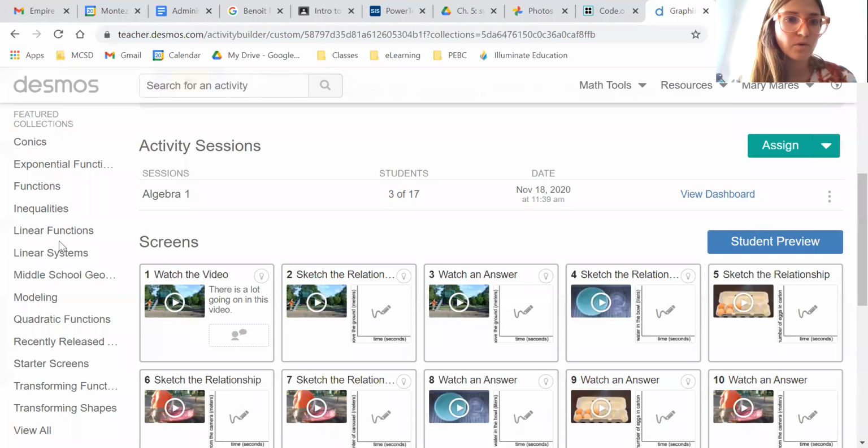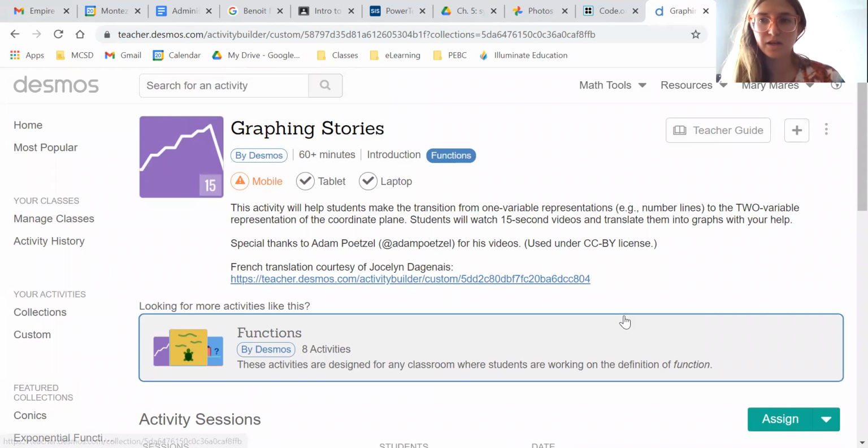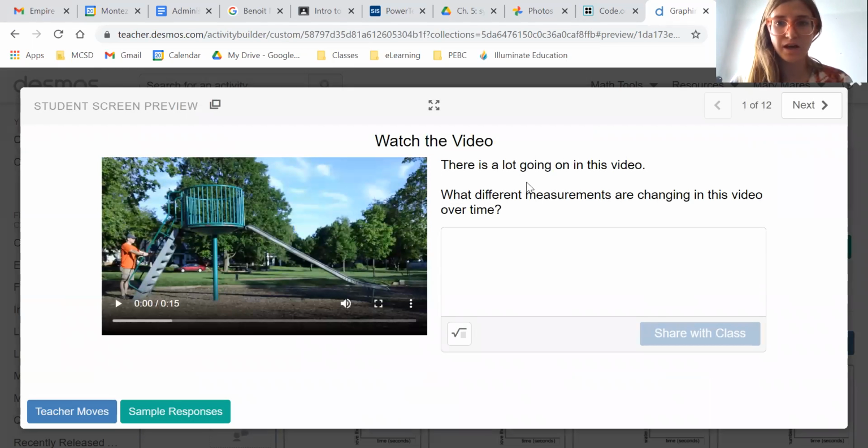Okay, we're going to go over the graphing stories Desmos activity. Starting in the first slide. Okay, it says there's a lot going on in the video. What different measurements are changing in the video over time?